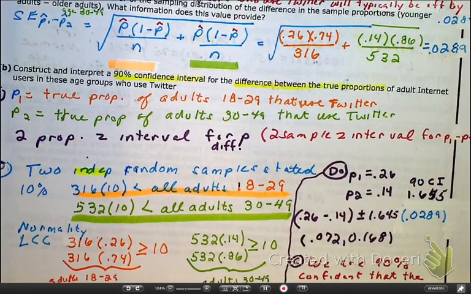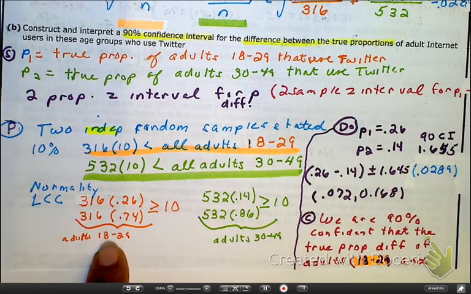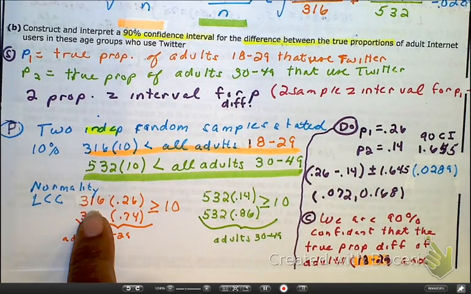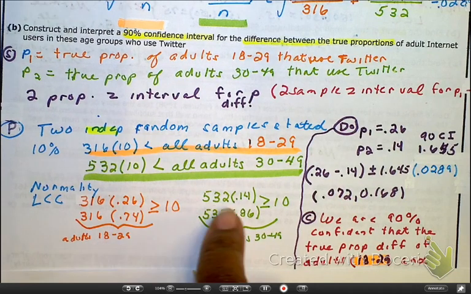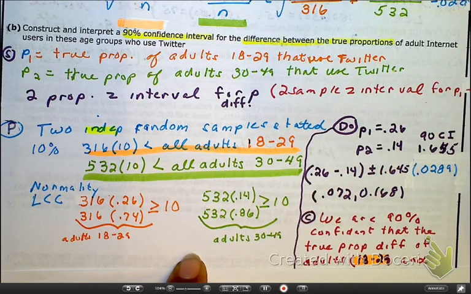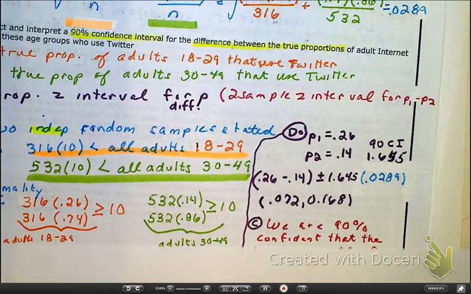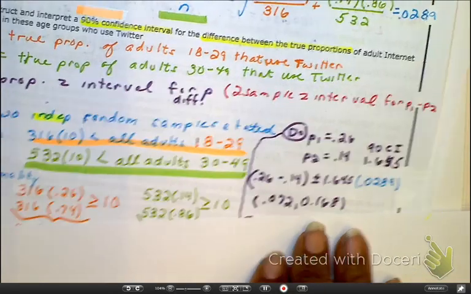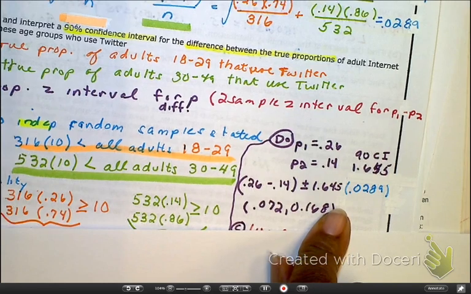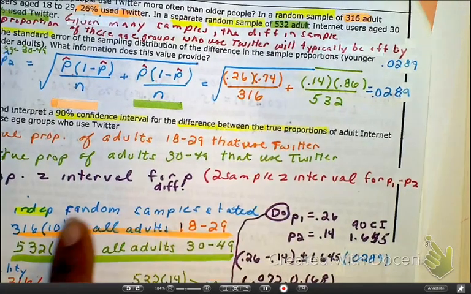Here's your LCC for the age group 18 to 29, staying with the colors. Remember it's N times P, and then N times (1 minus P). In all four cases, they all exceed 10, so we're fine. Next, I'm ready for the do. Now, please notice something. You don't see a big, fat, juicy equation here. Why? We did the standard error there. And plus, we named it.